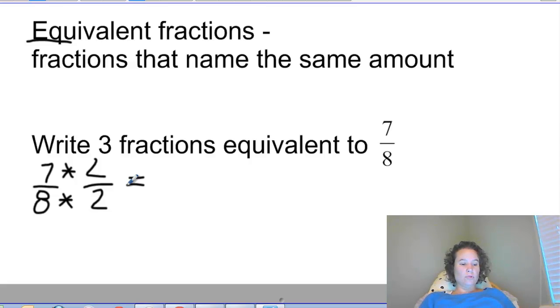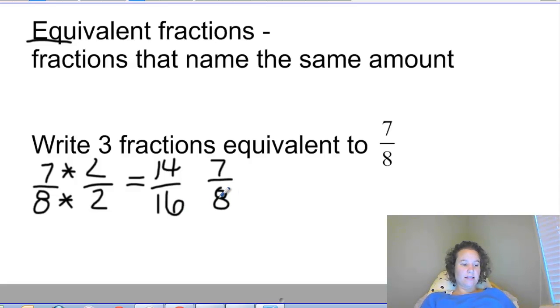7 times 2 is 14, and 8 times 2 is 16. So 14/16 is equivalent to, or names the same amount as, 7/8. Same amount, just looks a little bit different. Now let's write another one.